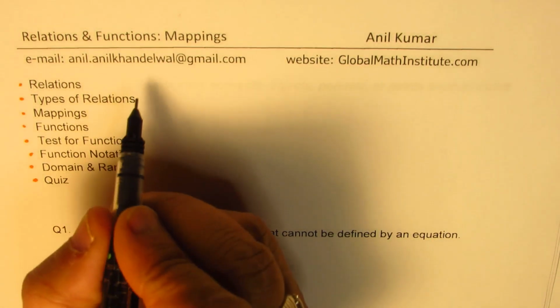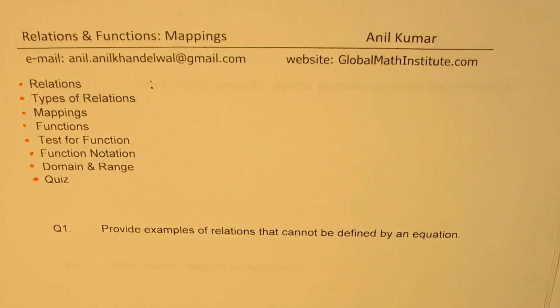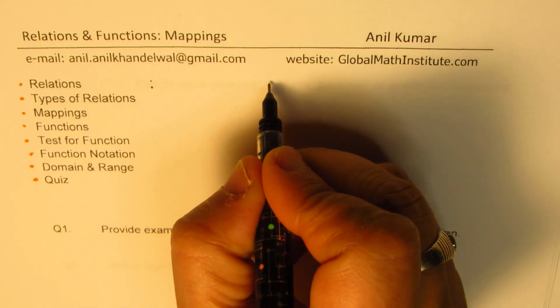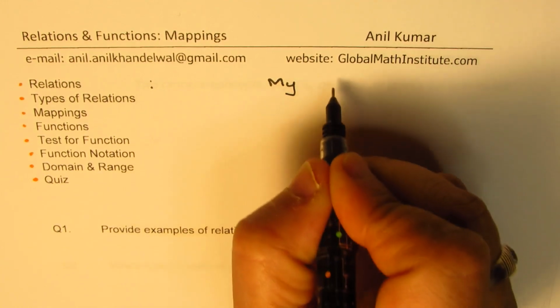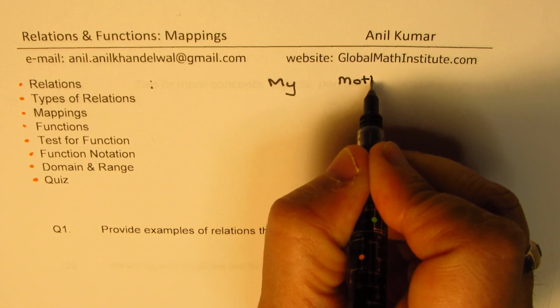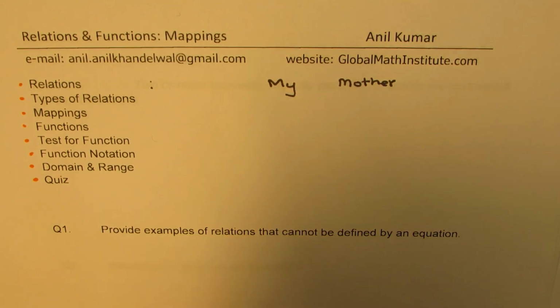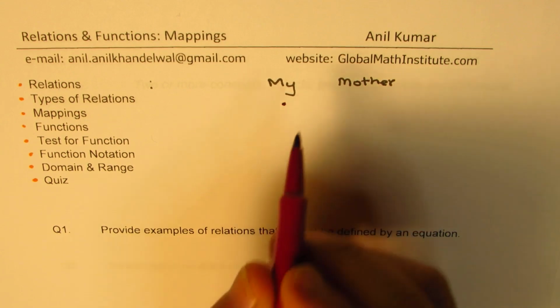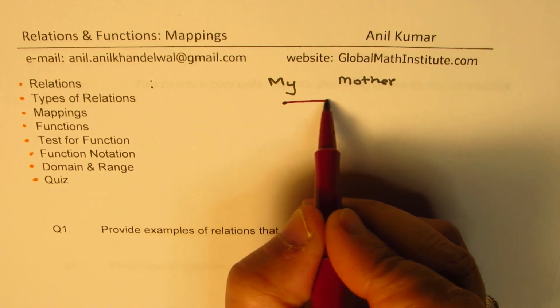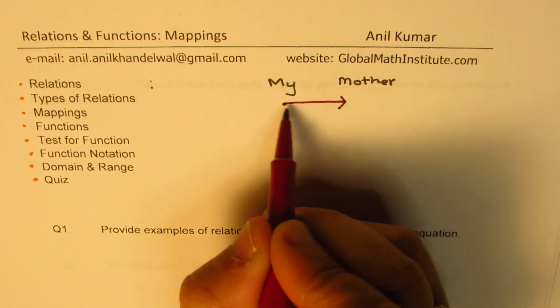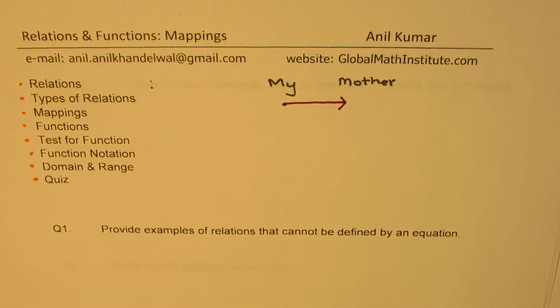Relations. I always begin with the basic relation, which is my mother. All living beings will have a mother, right? So it is a relation which is relating everyone to their mother, right? So it could be shown as an arrow diagram. We also say kind of a mapping diagram.